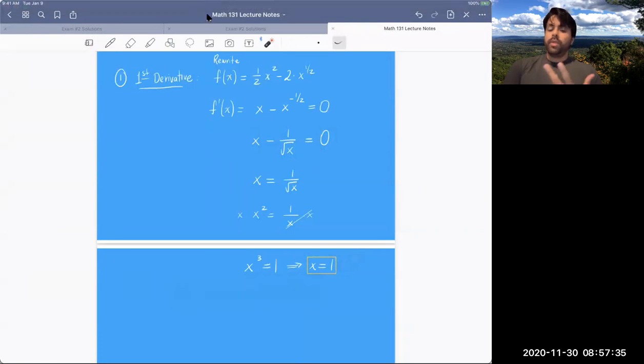Now the question is, is this the only critical number? Remember, critical numbers make my derivative either equal to 0, or it makes it undefined. So I found the x value that makes it equal to 0. What happens if I take my derivative and I want to make it undefined? What x value makes this derivative undefined?